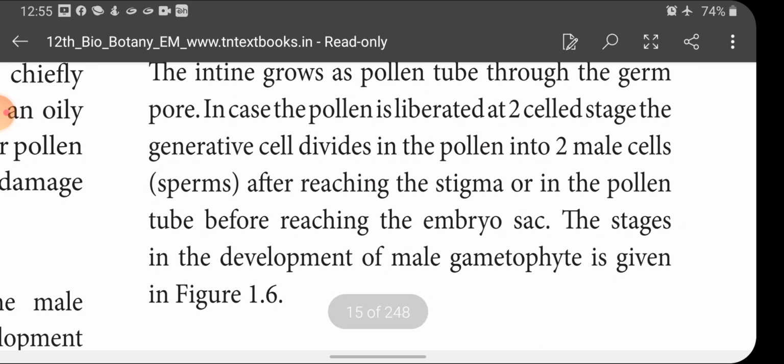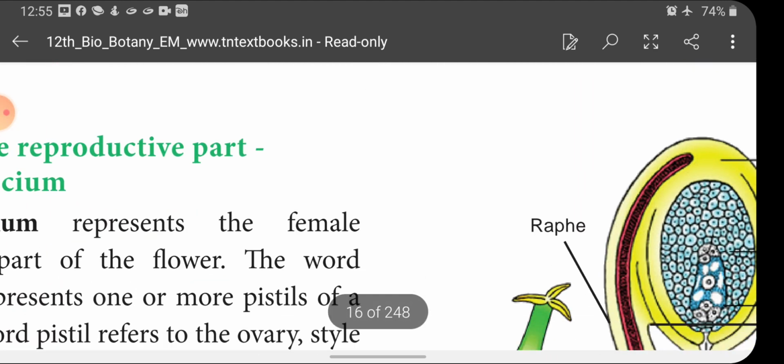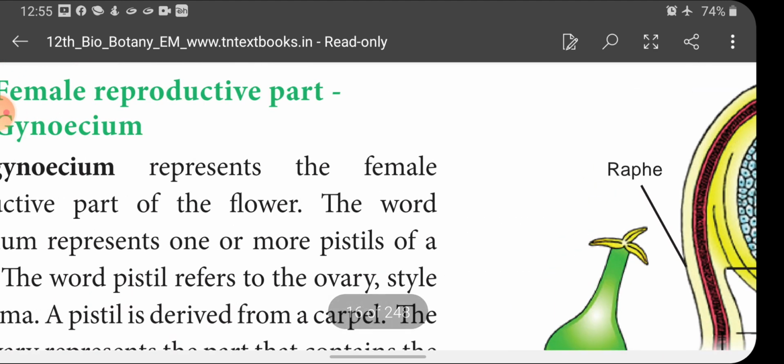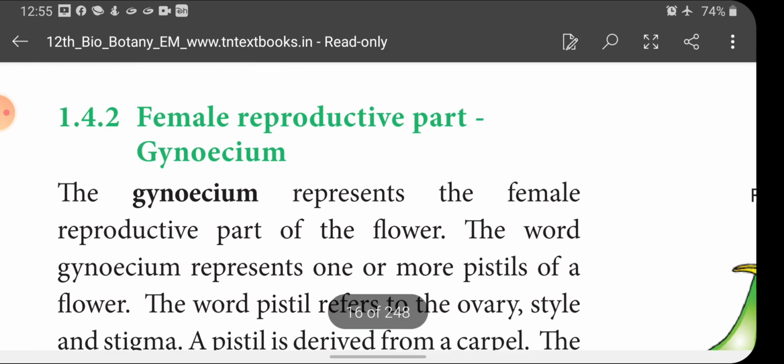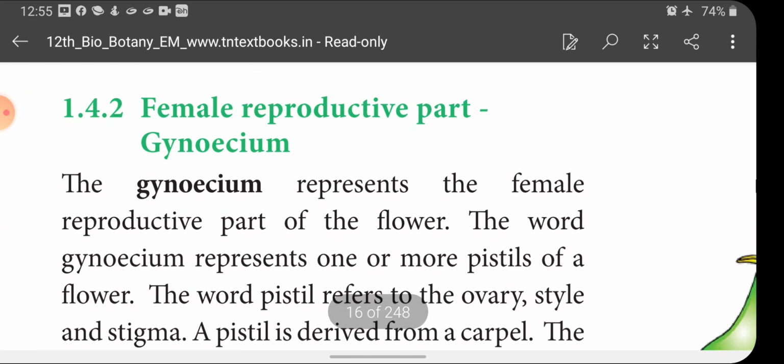The stages in the development of the male gametophyte are given in the figure. Please go through it. This is how the development of the male gametophyte takes place in angiosperm plants.